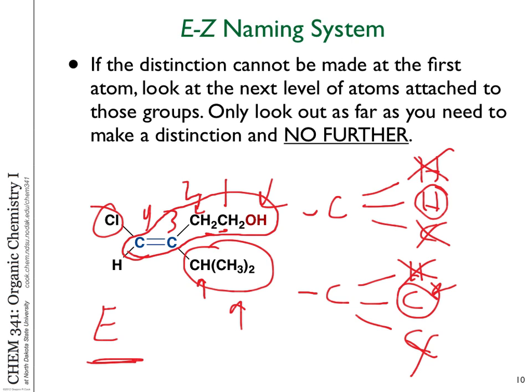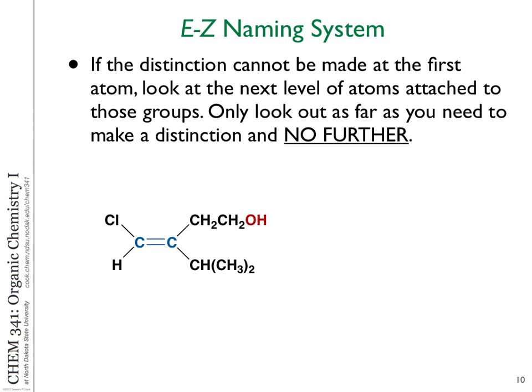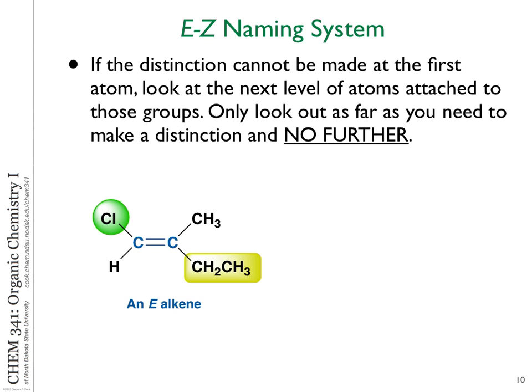So please don't confuse how we designate priority one layer at a time for EZ versus how we designate the longest chain or name. If you go back to the other one, the longest chain would be the 3 because we would start with that. That would be this one. Oh, sorry. The next one, right?